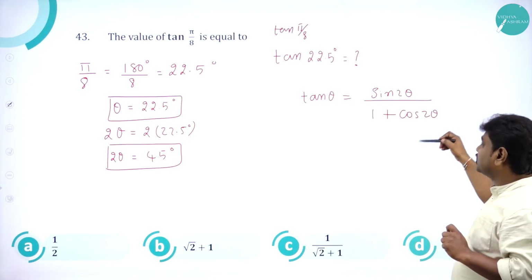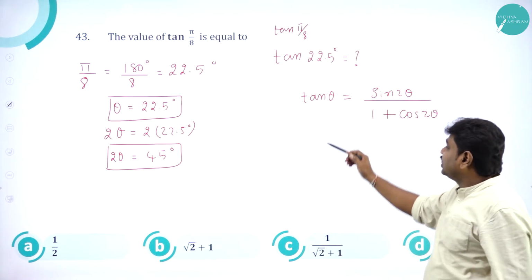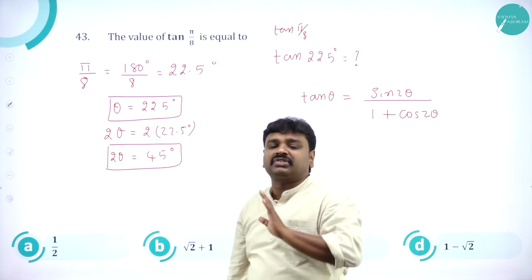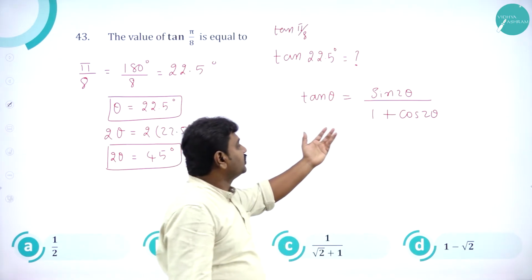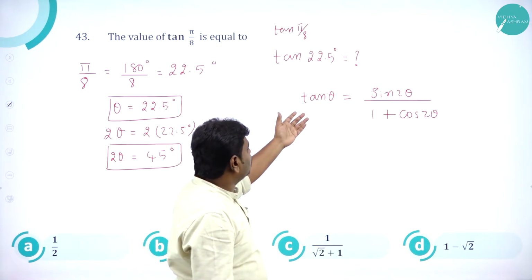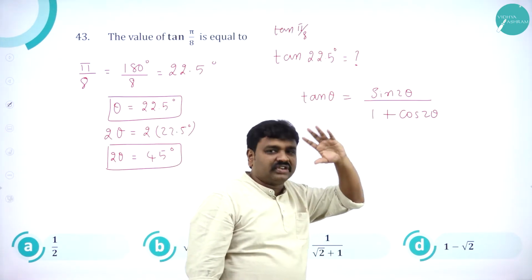And 1 cos cancel, it will come tan. So tan theta is sin 2 theta divided by 1 plus cos 2 theta. Interesting concept, this. Writing it this way saves a lot of your time.